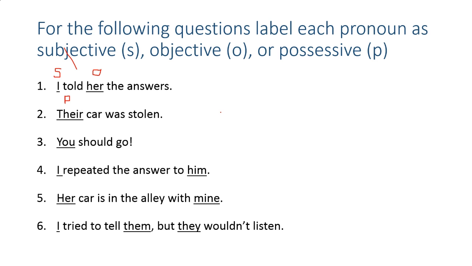Okay, it's that simple. All you have to do is go through your chart and transfer whether it's subjective, objective, or possessive on these 6 questions. So go ahead and do the first 6. We'll check them, and then we'll do the second 6 after that. Okay. All right. I'm going to go ahead and push pause.